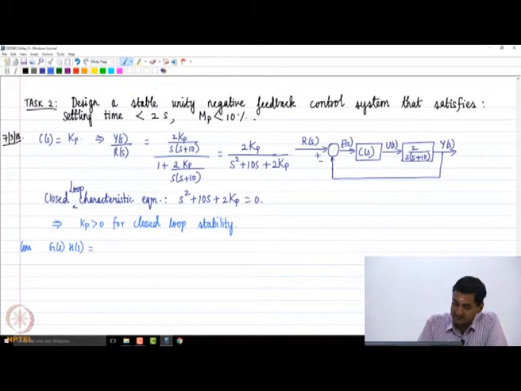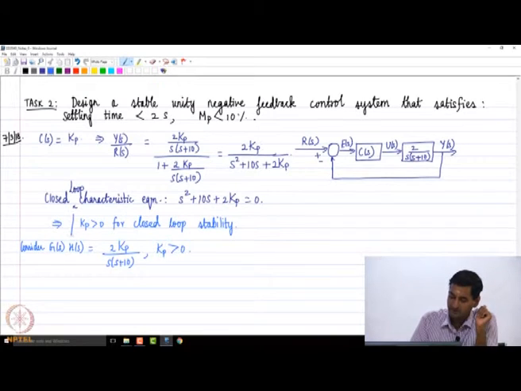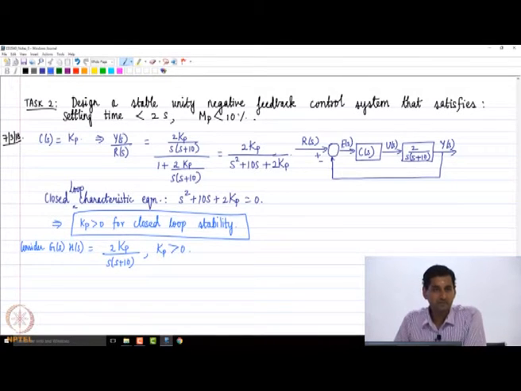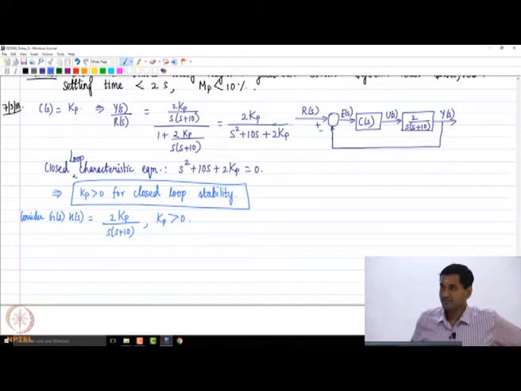So we consider the open loop transfer function G(s)H(s) to be 2Kp divided by s times s plus 10, with Kp greater than 0. Why is Kp greater than 0? Because that's when we have closed loop stability. So we only consider those cases where Kp is greater than 0. Now we need to design for performance, and this is where we are going to use root locus to our advantage. You can see that we have set up the problem such that we can construct the root locus for the closed loop poles.